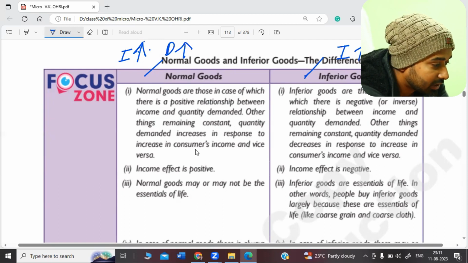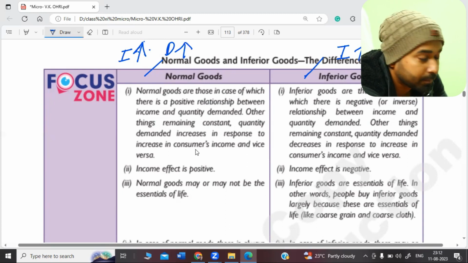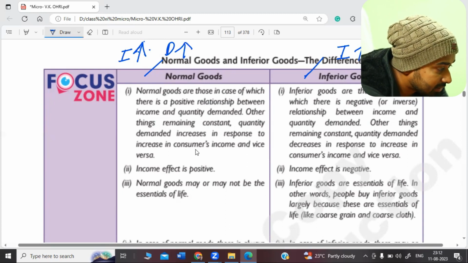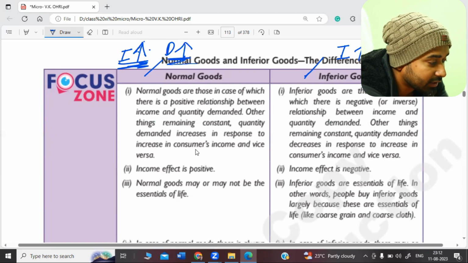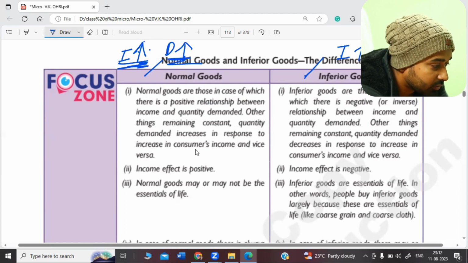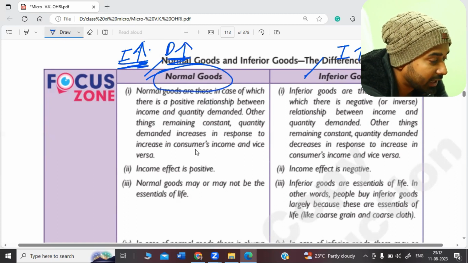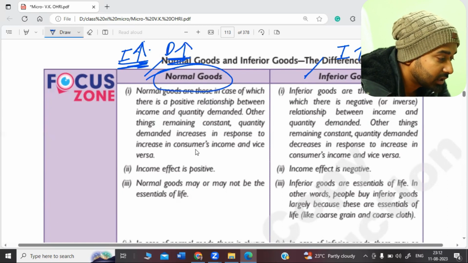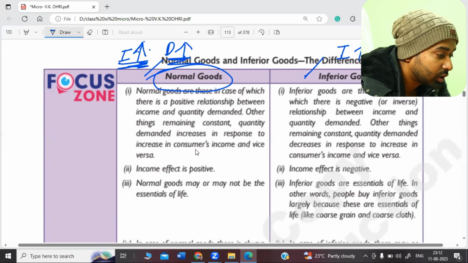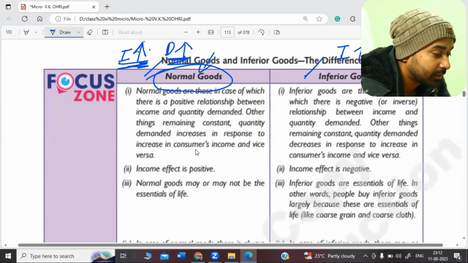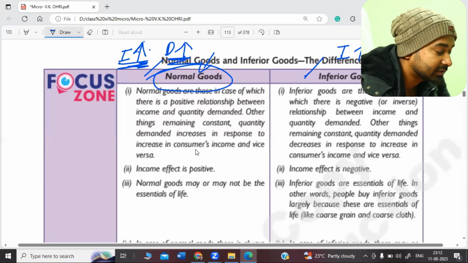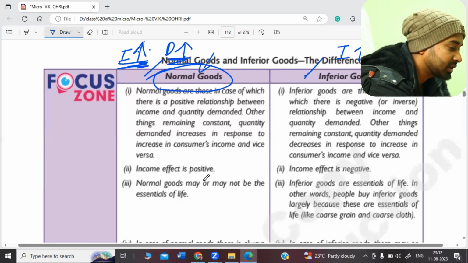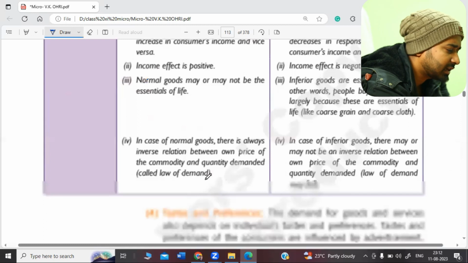So if income increases, inferior goods demand will decrease, and if income increases, normal goods demand will increase. So if it is not mentioned anywhere which goods you are thinking about, you should always think that it is talking about normal goods. Okay, and for inferior goods, where income increases and demand decreases, that will be the negative relation. Just take a look at the difference, you can easily understand.